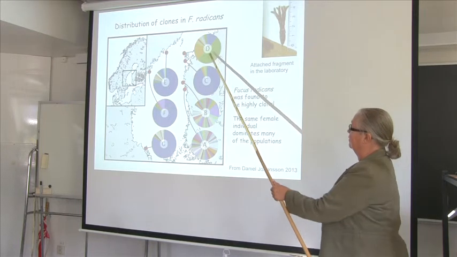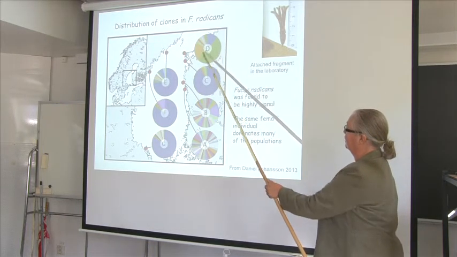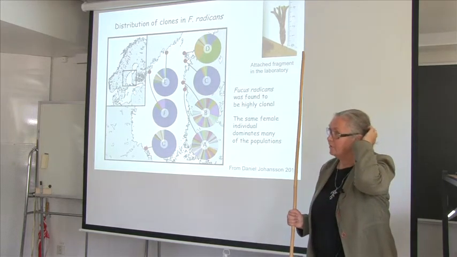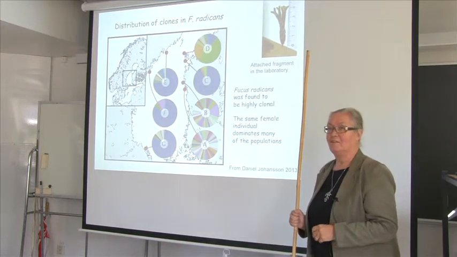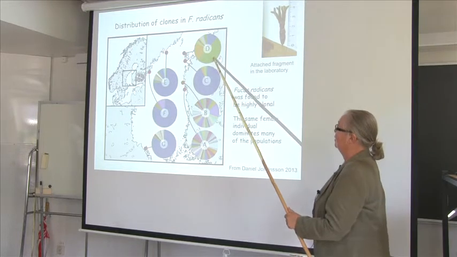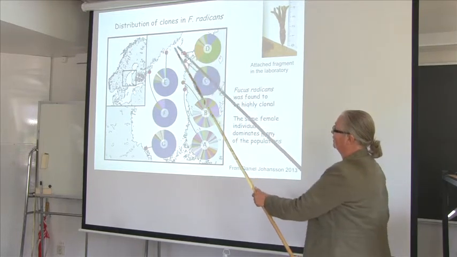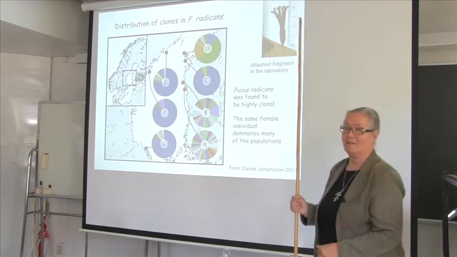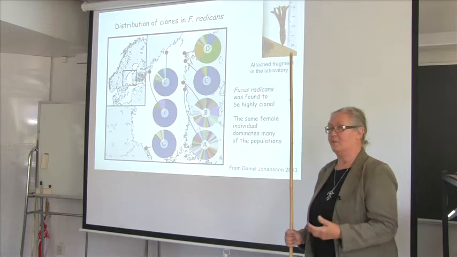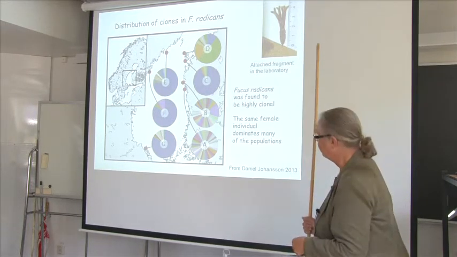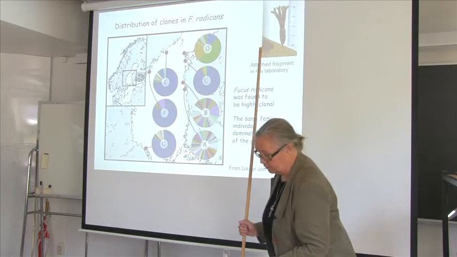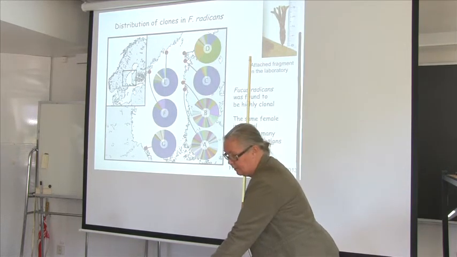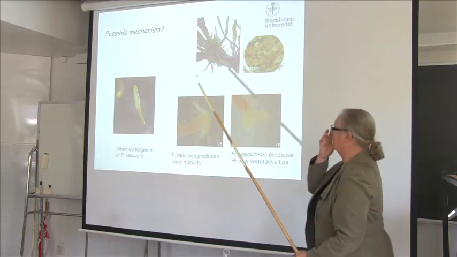Just as a curiosity, this green one and the orange one here are two male clones on the Finnish side. So maybe sometimes, with the currents, one or two male plants could come drifting over, and then we can have a new sexual reproduction in the area. But then we wondered, of course, a lot about how they would do this.